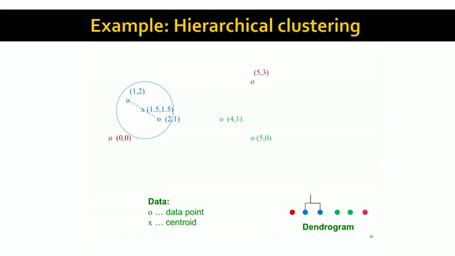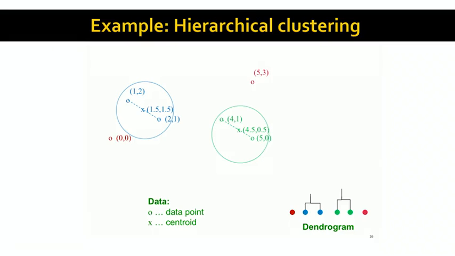Now we need to find the nearest pair of clusters. And as it turns out, the nearest pair of clusters is the pair of points (4, 1) and (5, 0). And once we've created this cluster, we then represent it by its centroid. Now the centroid of this cluster is the point (4.5, 0.5). The 4.5 is obtained just by averaging the x coordinates of the 2 points, and the 0.5 is obtained by averaging the y coordinates, which are 1 and 0. So now we have 4 clusters.